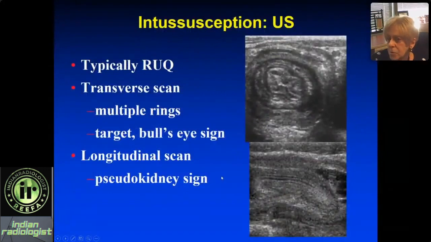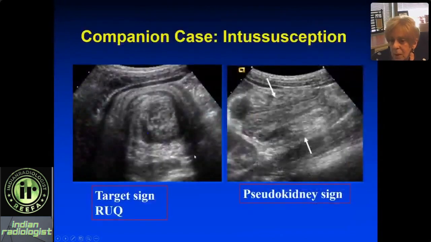And on ultrasound, typically you see it because it's ileum going into the colon in the right abdomen. You're going to see multiple layers, the target sign, the bullseye sign. And if you lay it out, you've got the pseudo-kidney sign. Okay? So, oh boy, it's sort of like a kidney, at least that's what they call it. Here's another one, the target sign, the right abdomen. And you lay it out, you've got the pseudo-kidney sign.